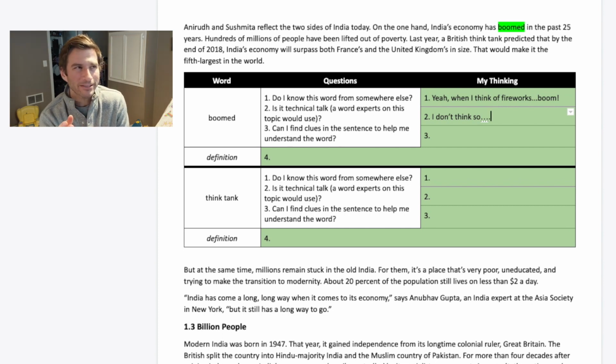But when we talk about technical talk, think of it as almost like a textbook type of word, a word that you would find in a textbook. So would you typically only find this word, in this case, in a social studies textbook? Boomed, I don't think so. I feel like that's a word that I would see in a lot of other contexts, not just like a social studies one. Can I find clues in the sentence to help me understand the word? Well, let's take a look.